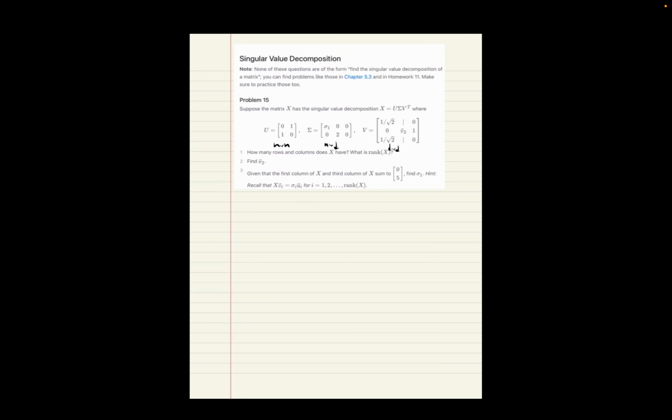Recall from the definition of singular value decomposition that the dimensions of U are n by n, for sigma it's n by d, and for V it's d by d. So to find the dimensions of X, we simply have to look at the dimensions of sigma, which is 2 by 3.